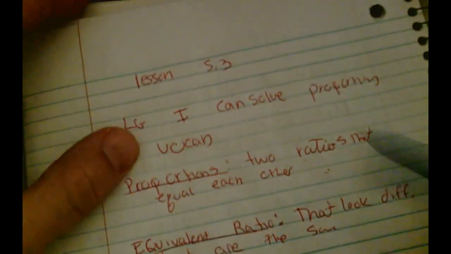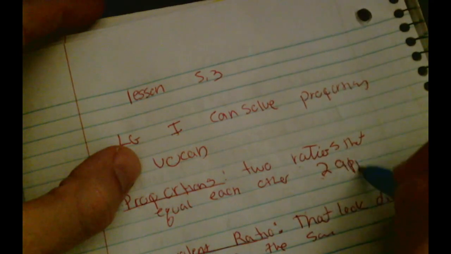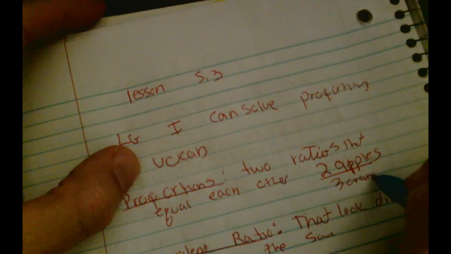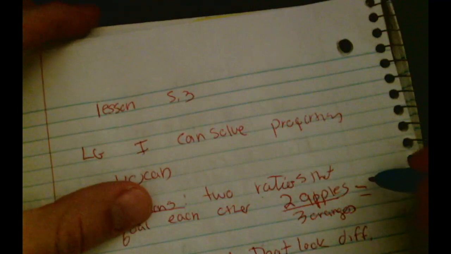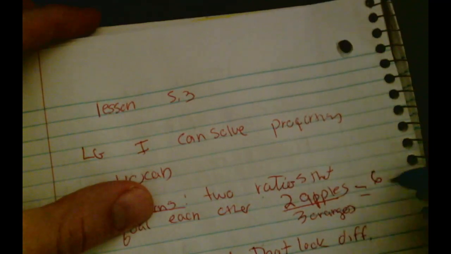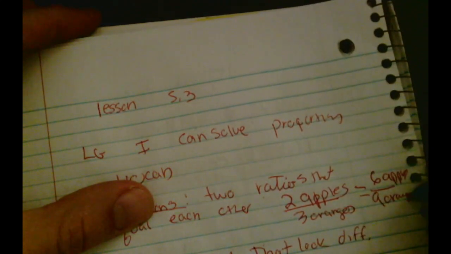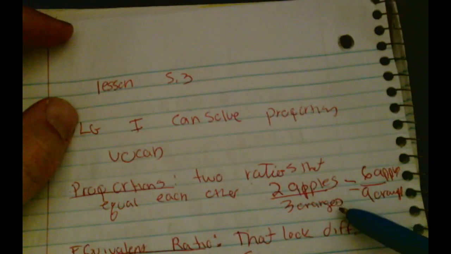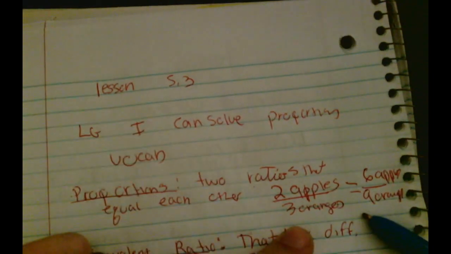Remember, a ratio is, for example, 2 apples to 3 oranges. So we'd have another ratio that, let's say we had 6 apples to 9 oranges. Although these two ratios look different, they're the same. They're just written a little bit differently. And these two proportions equal each other.